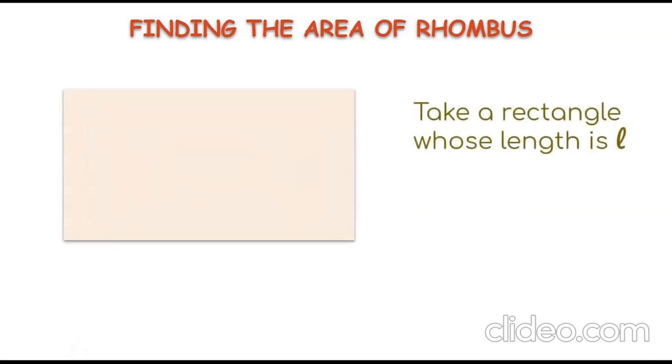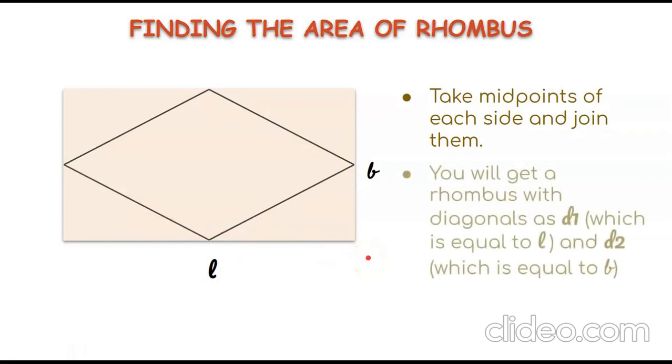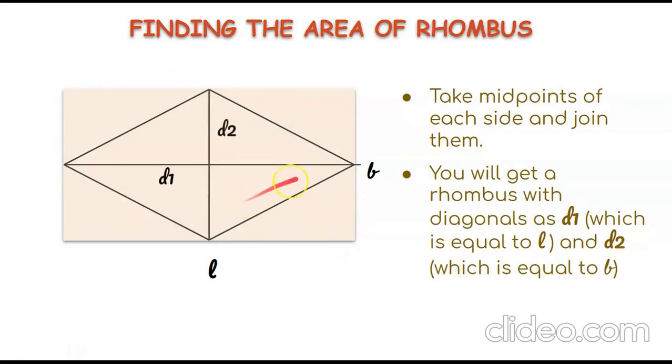Therefore, area of parallelogram is equal to base into height. Next, we are going to find the area of rhombus. For that, take a rectangle whose length is L and breadth is B. Now, take midpoints of each side of the rectangle and join them. You can observe a rhombus is formed inside it with one diagonal as D1, which is equal to length of the rectangle, and another diagonal D2, which is equal to the breadth of the rectangle.